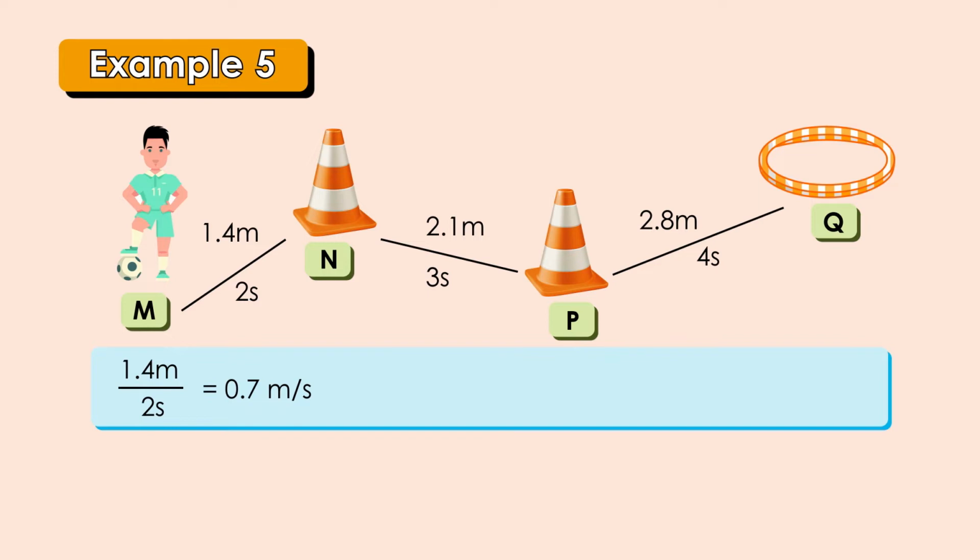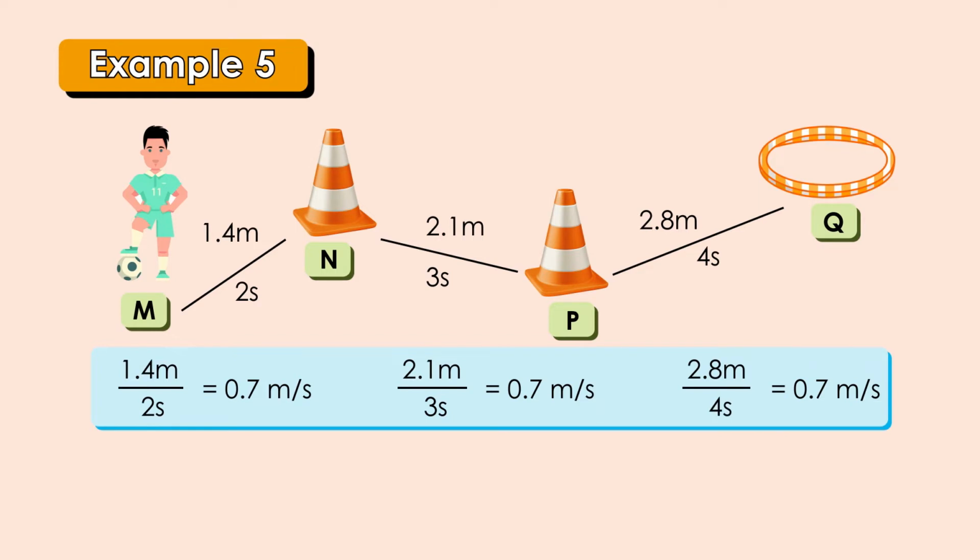The speed from N to P is 2.1 meters divided by 3 seconds, which is also 0.7 meter per second. Now, can you calculate the speed from P to Q? Good! The speed from P to Q is 0.7 meter per second, which is 2.8 meters divided by 4 seconds.